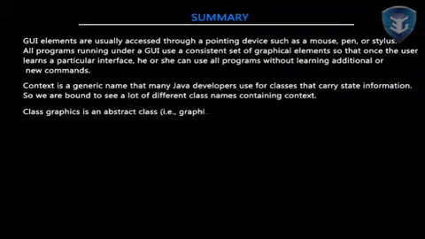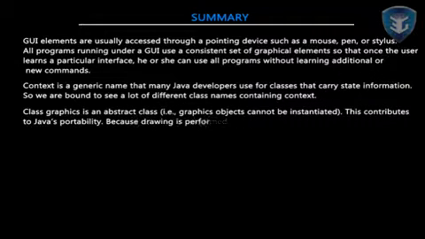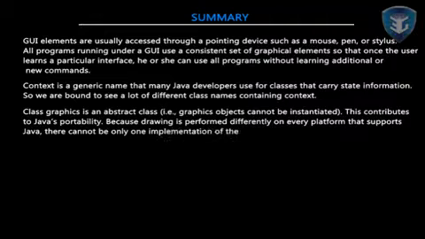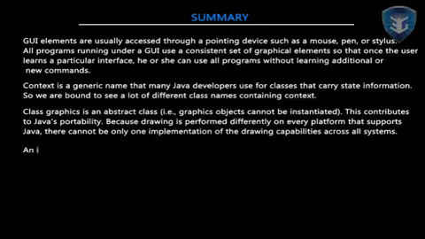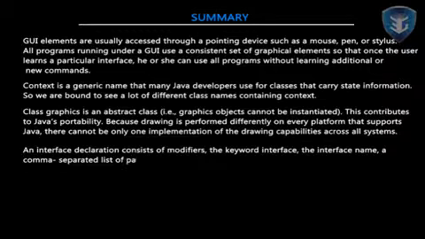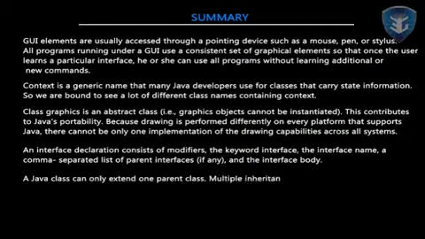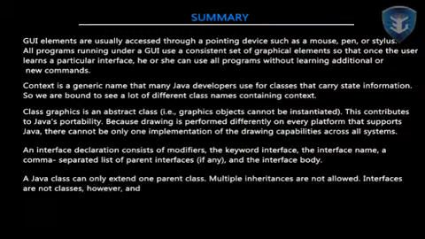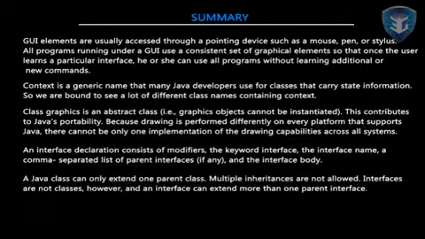Class Graphics is an abstract class. For example, Graphics objects cannot be instantiated. This contributes to Java's portability. Because drawing is performed differently on every platform that supports Java, there cannot be only one implementation of the drawing capabilities across all systems. An interface declaration consists of modifiers, the keyword interface, the interface name, a comma-separated list of parent interfaces, if any, and the interface body. A Java class can only extend one parent class. Multiple inheritance is not allowed. Interfaces are not classes, however, and an interface can extend more than one parent interface.